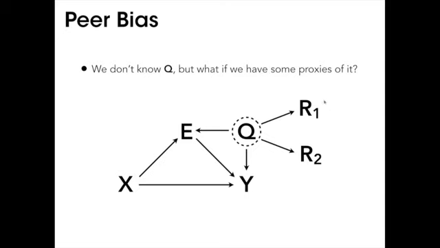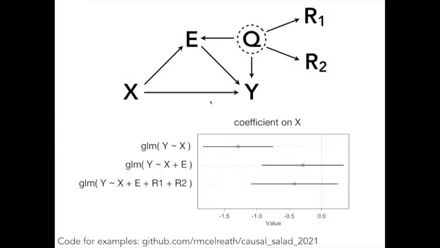So we'd say you have two proxy variables, R1 and R2, and they're influenced by Q, but they're not Q. Right. So what if we just added them to the regression equation in this example? To remind you, we did this before, many, many slides ago in this workshop.